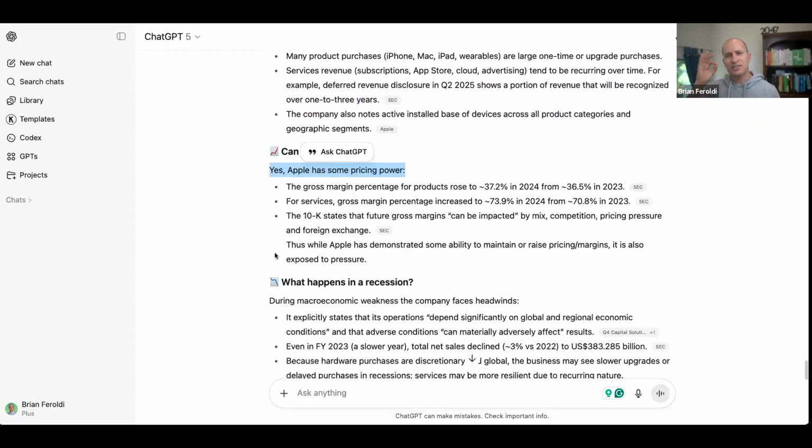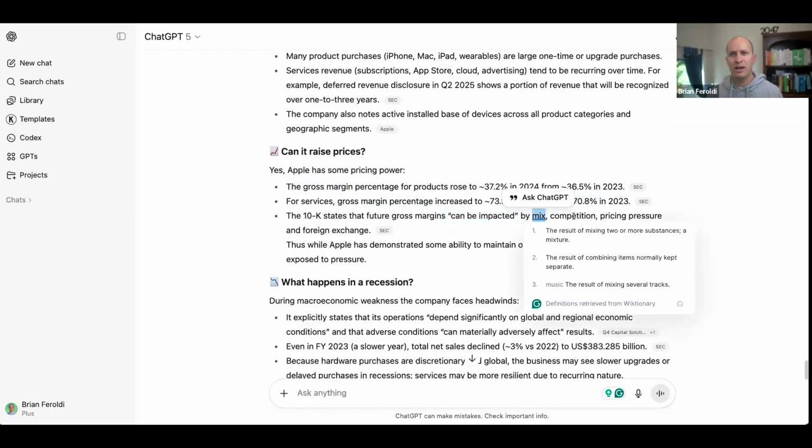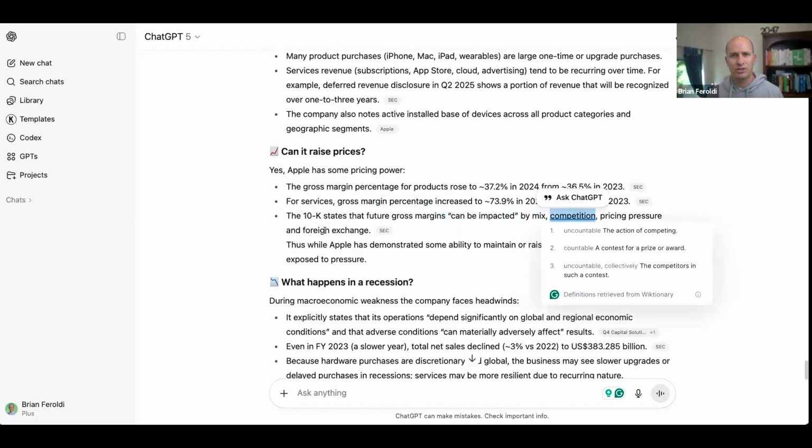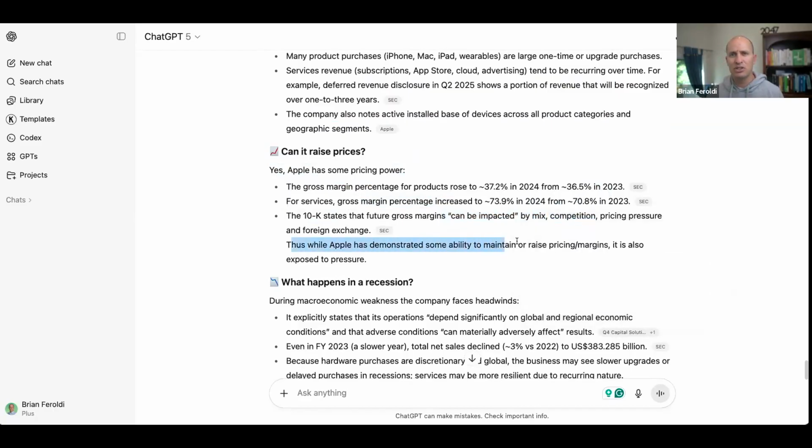Okay, can it raise prices? Yes, Apple has some pricing power. Gross margin rose to 37.2%, up year over year. Gross margin on services increased by 300 basis points. And the 10K states that gross margin can be impacted by product mix, competition, and pricing pressure. And while Apple has demonstrated some ability to maintain product margins, it's exposed to pressure. That seems like a pretty fair analysis to me.